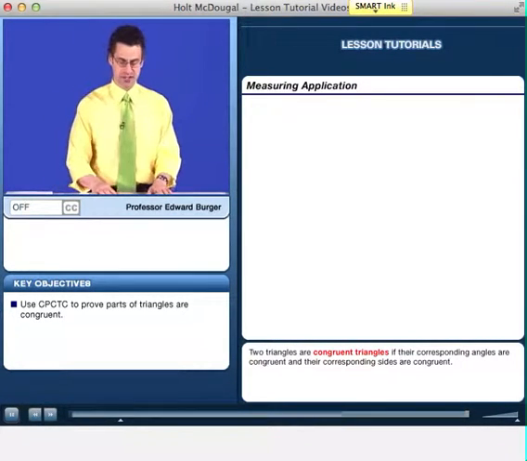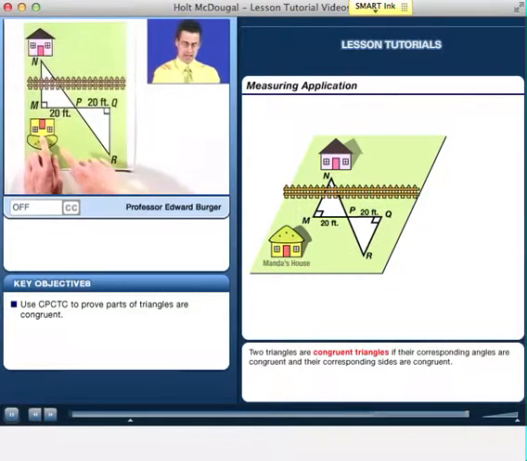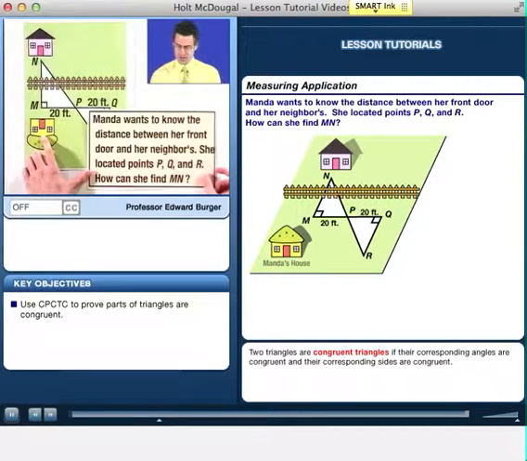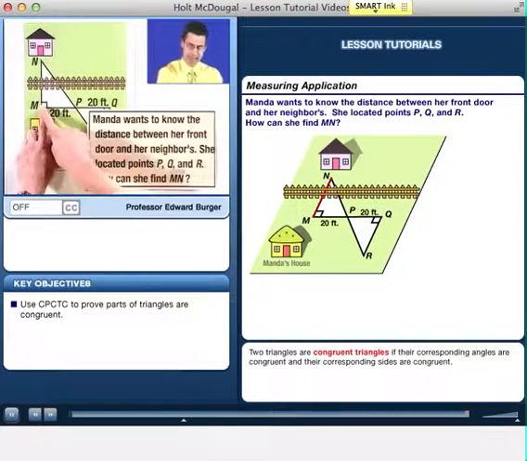So here is an interesting scenario. Here we have Manda's house and someone that lives across the way from this fence. And this fence goes on almost forever, so there's no way of crossing. Here's what Manda wants to know: the distance between her front door, which is right here, and her neighbor's front door, which is right here. So she wants to find the length of the line segment MN.